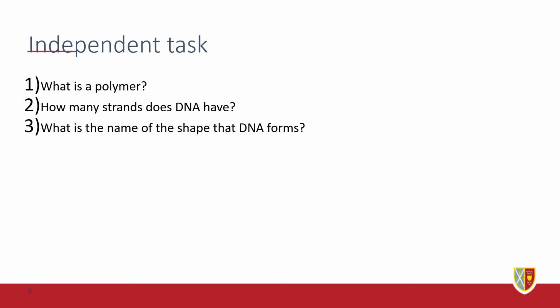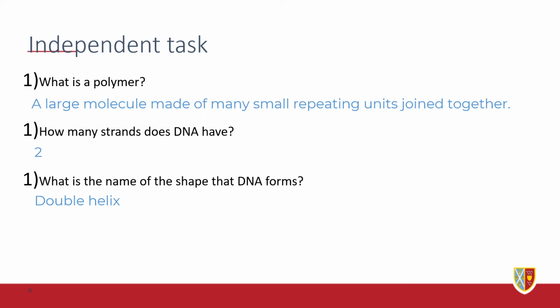So again, we have some questions just to check that you've understood what we've done so far. And once again, I'd advise you to pause the video here before I give you all the answers so that you can have a go at answering them for yourselves. The answers are coming up in a sec. I would be pausing now. Okay, so answers for that one. Polymers are a large molecule made of many small repeating units joined together. DNA has two strands and it forms a double helix.